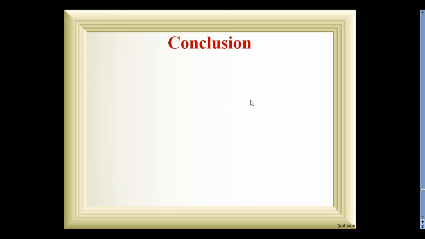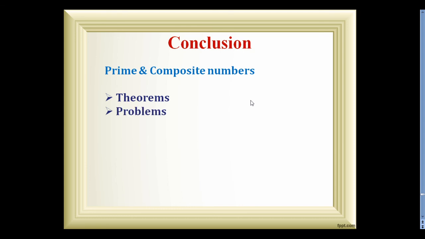So, the conclusion of this topic, prime and composite numbers. We have studied prime and composite numbers. What do we mean by prime? A prime number has only the divisors 1 and the number itself. And what are composite numbers? Composite numbers have factors other than 1 and the number itself. We have seen 2 theorems on prime numbers and theorem-based problems. Then we have seen consecutive composite numbers, and under that we have learnt the consecutive composite number problems. Thank you, students.